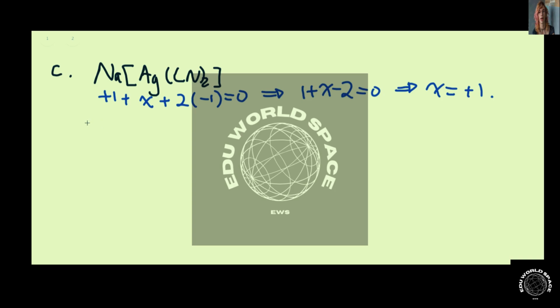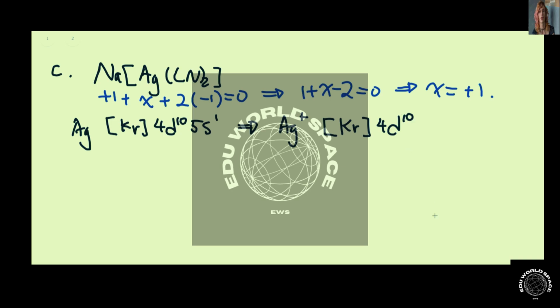So silver has an atomic number of 47. So silver has the electron configuration [Kr] 4d10 5s1. So once it loses 1 valence electron, we have silver plus, and the electron configuration will be 4d10. So the total number of valence d electrons in this case will be 10.